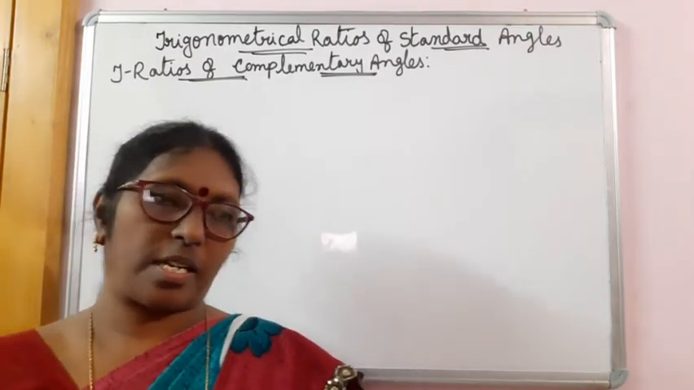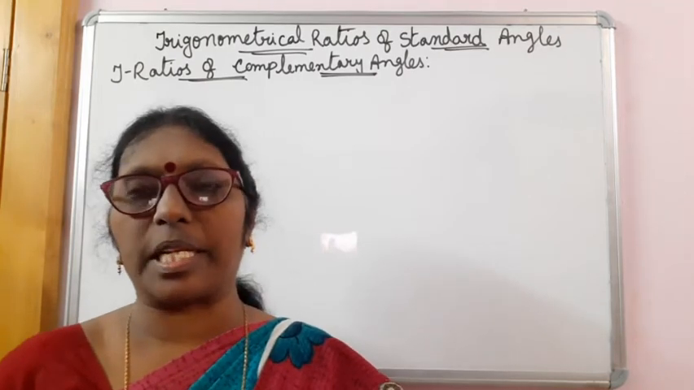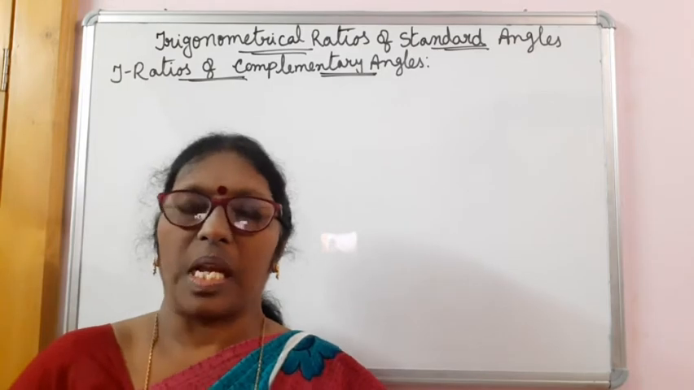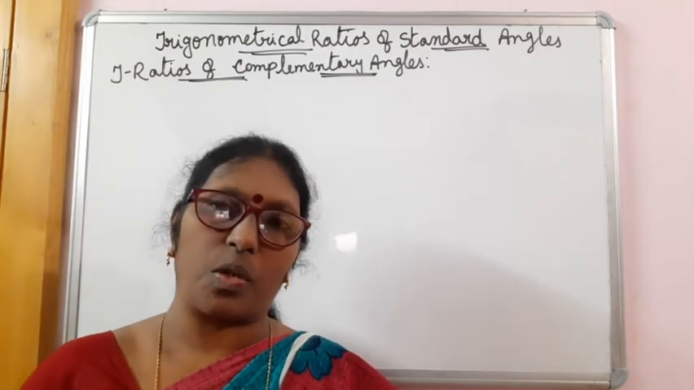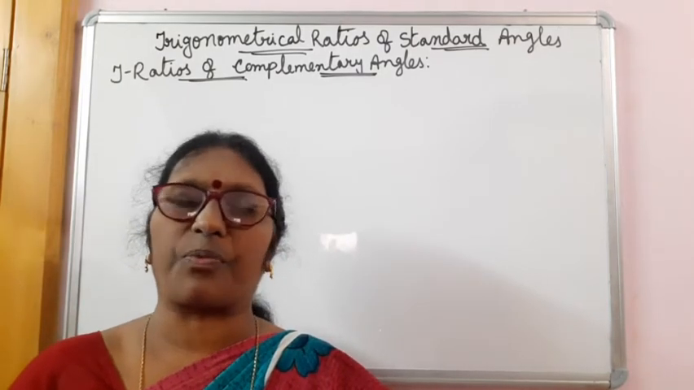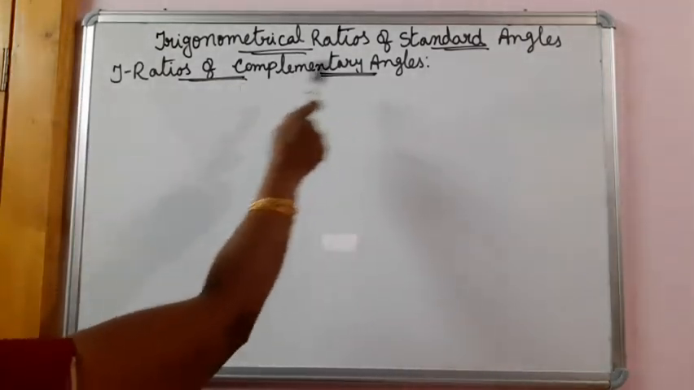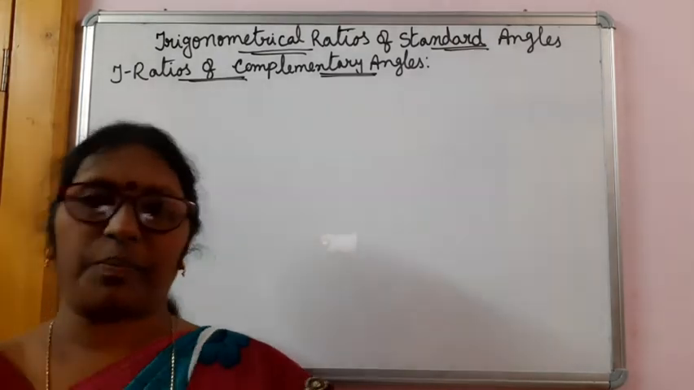Already you have learned what trigonometrical ratios of standard angles are and how to find them. Today you are going to learn about trigonometrical ratios of complementary angles. In short, we say T ratios of complementary angles.